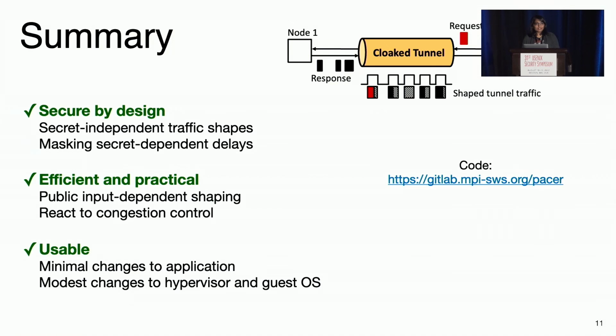So to summarize, Pacer is a traffic shaping-based solution to mitigate network side-channel leaks for infrastructure-as-a-service cloud tenants. It provides a secure-by-design solution in that both its traffic shaping strategy as well as its enforcement of traffic shaping are secure. It is also efficient, as it allows exploiting public inputs to reduce the overheads of traffic shaping for an application, and it reacts to congestion control signals, thus providing a practically usable solution.